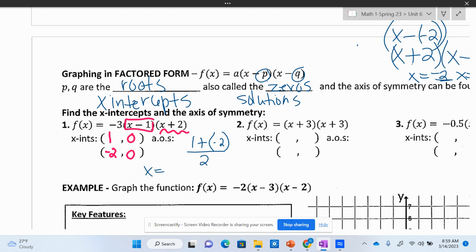So what is my axis of symmetry? Well, what is 1 plus -2? -1 divided by 2 is -1/2. So the axis of symmetry is -1/2.